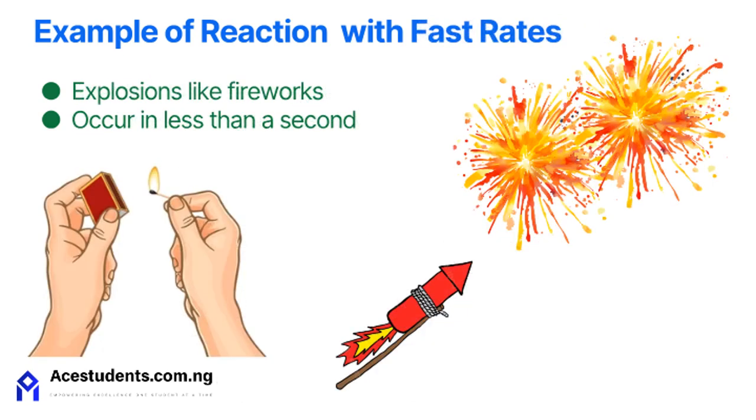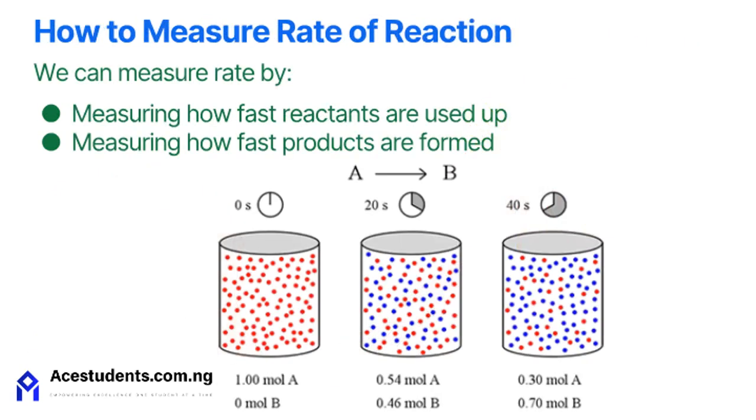At the other extreme, we have very fast reactions such as fireworks explosions, lighting of matchstick. These reactions take place in a fraction of a second. To measure the rate of reaction, we either measure how quickly the reactants are used up, or how fast the products are formed.